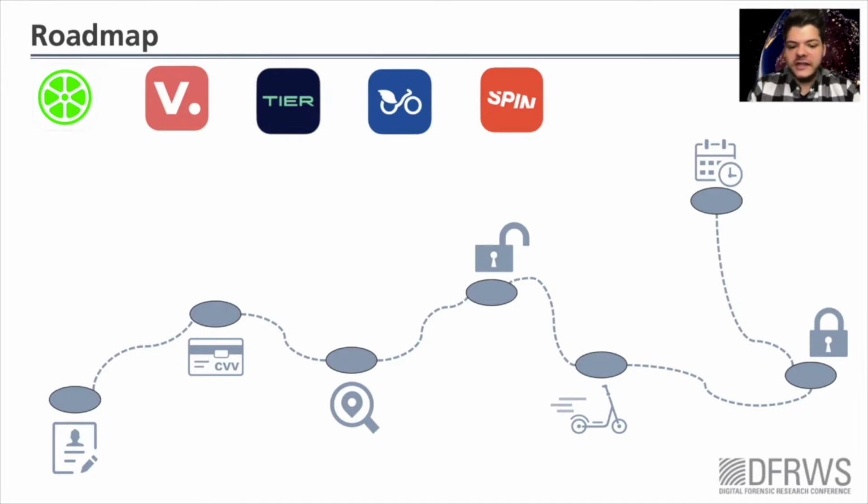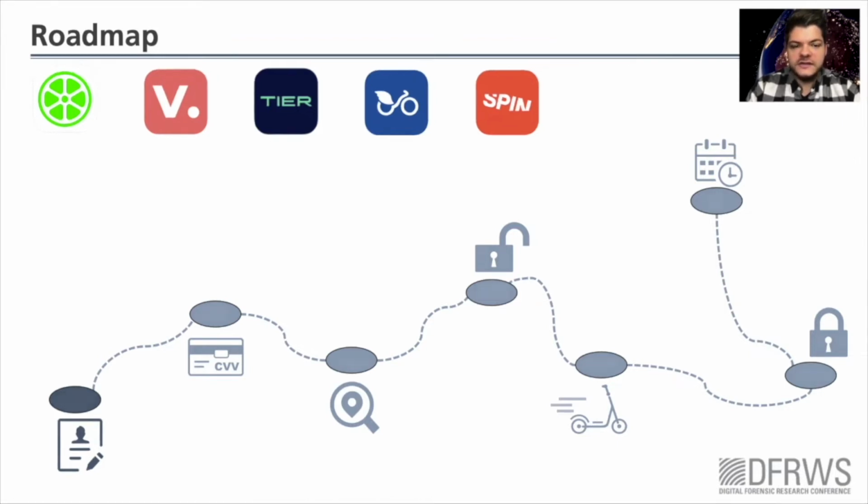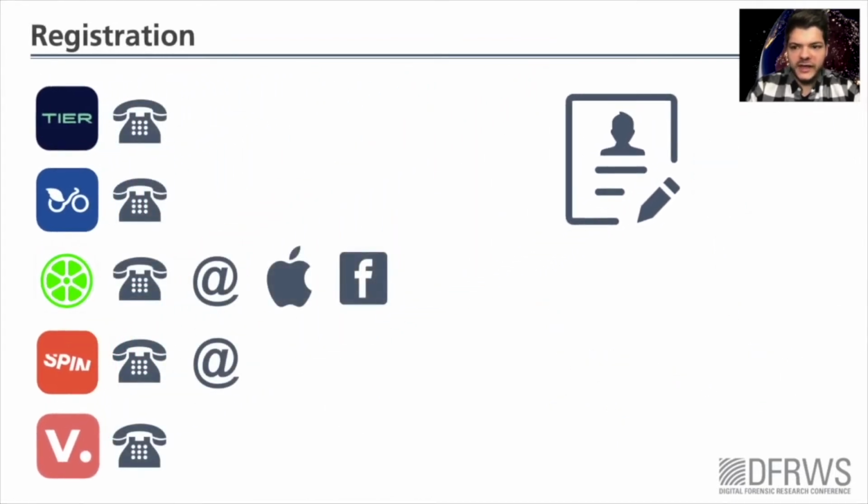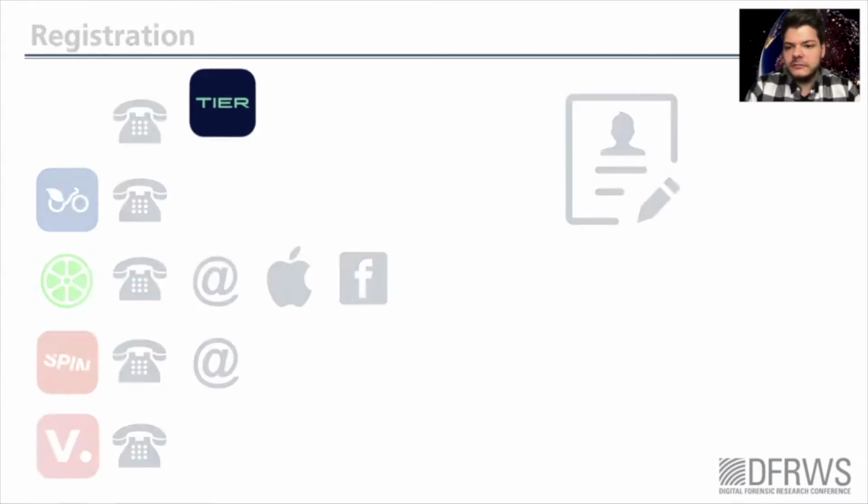So if you want to get started, the first thing you actually need to do is register for one of these providers. And almost all of them offer the possibility to register by phone number. So you get an SMS code and then you're registered. Lime and Spin, for example, also offer you to register by email address. And after you've done that, you can put in maybe some other kind of personal information. And this is what is interesting for us.